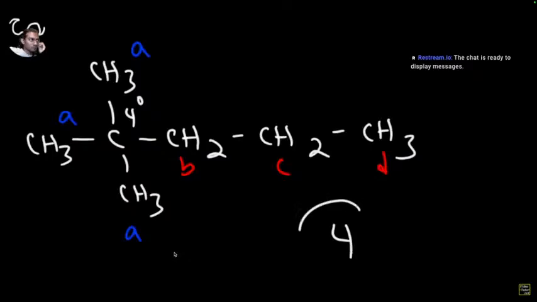Thus, we should have a total of 4 different signals. Now, let's start using line structures in our examples. So let's say we have 3-bromopentane. How many different signals should we get in this molecule?